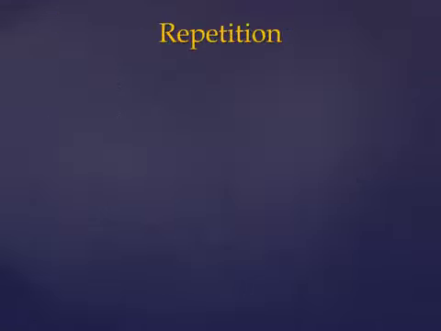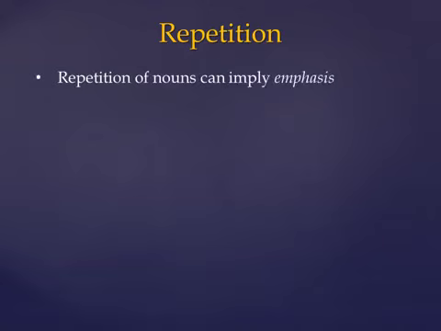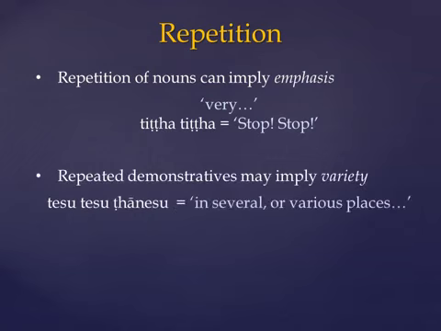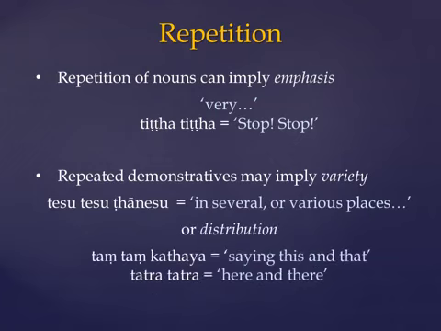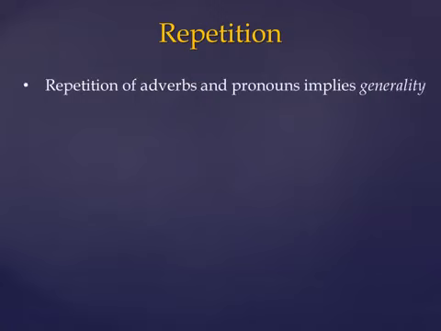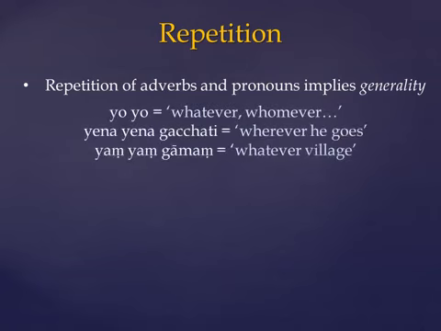Now before we bring our look at pronouns to a close, this will be a good place to look at repetition. In Pāli, nouns themselves can be repeated to imply emphasis, like very. Repeated demonstrative pronouns can imply variety, meaning several or various, or distribution, as in this and that, or here and there. And repetition of relative adverbs and pronouns implies generality. Yo, meaning whatever or whomever.